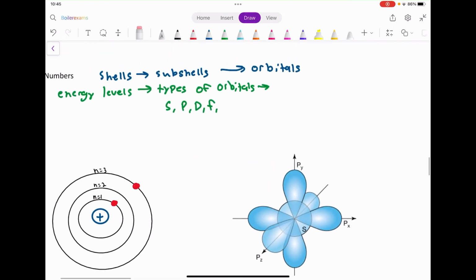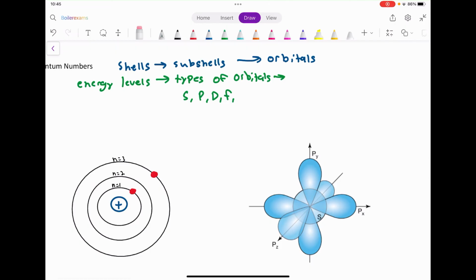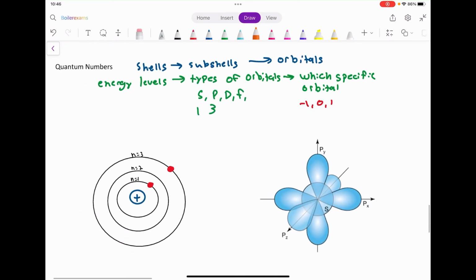And furthermore, we're going to want a way to describe which specific orbital it is. So in S, there's only one S orbital, but for P, there are 3 for each energy level. So we're going to want a way to describe which of the 3 it is. So I'm going to describe this as which specific orbital. So for P specifically, since we have 3 of them, we can classify the 3 as -1, 0, and 1. And I'll formalize this more in a second, but this introduces our 3 classes for the quantum numbers and classifying our electrons.